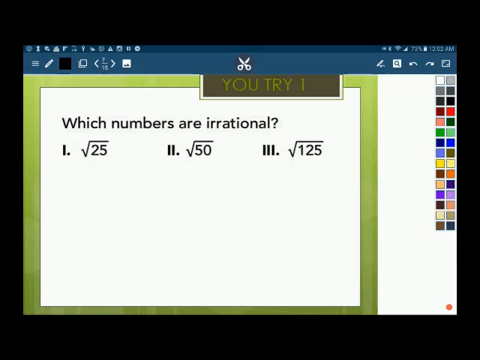So let's have you give this a try in your first U-try. It says, which numbers are irrational? Think about your first 10 perfect squares, and think also if you can generate more perfect squares beyond just 10 squared. Like, what is 11 squared? What is 12 squared? 13 squared? And see if maybe you can reach up to somewhere around 125 and distinguish if that is a rational or irrational number.